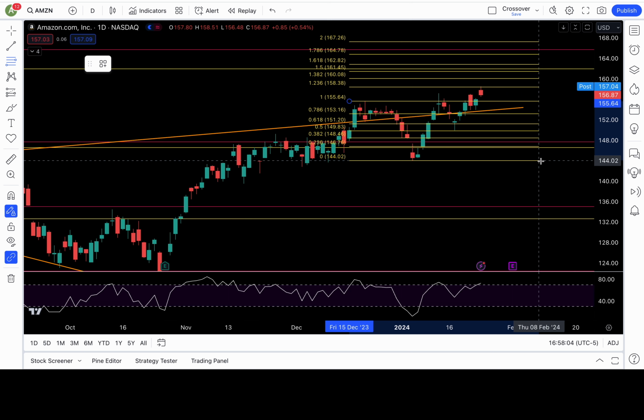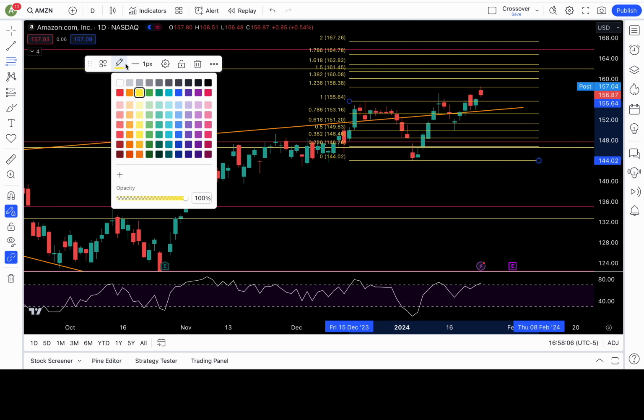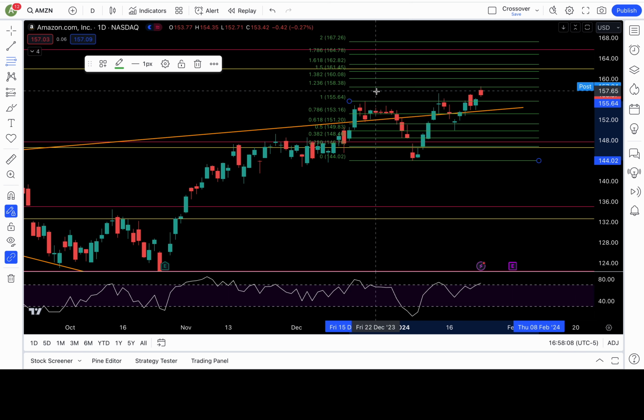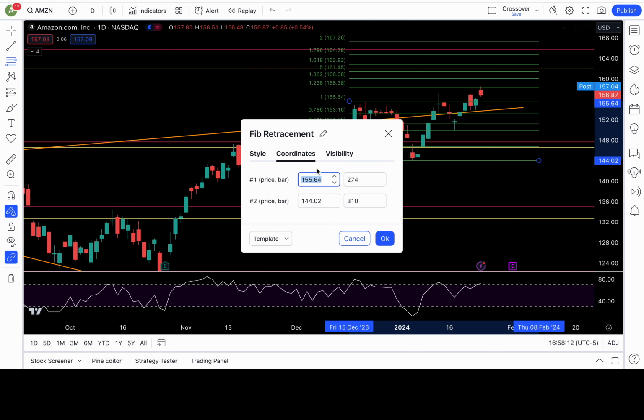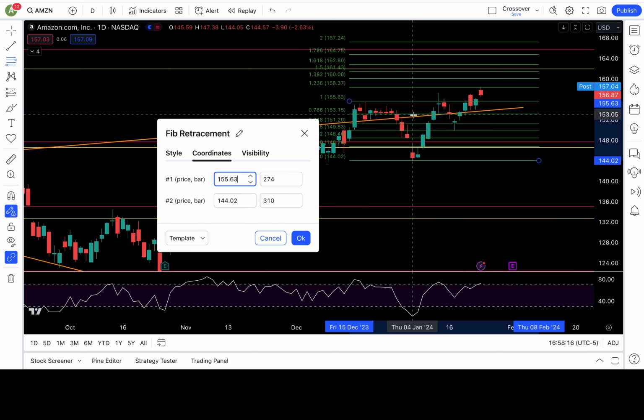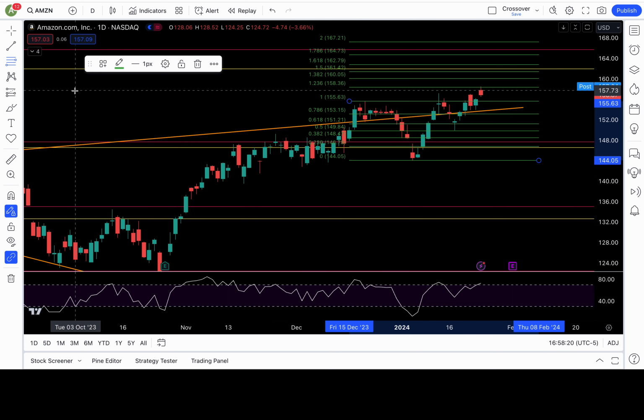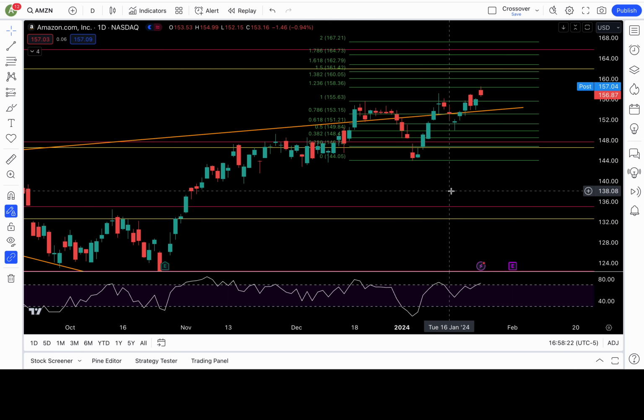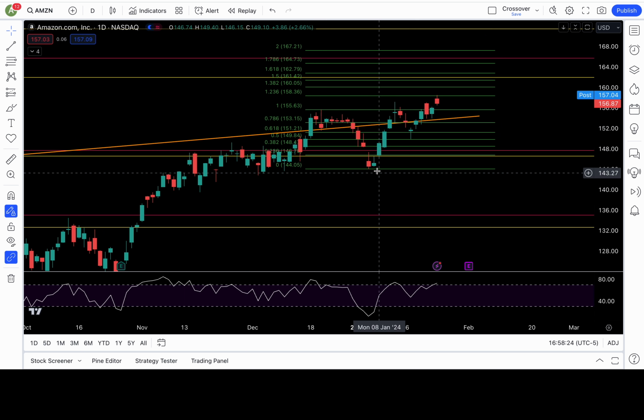Boom. Okay. Let me change the color. So now we got some new levels. This high was 155.63. Let me put that there. And this low was 144.05. Now we have accurate fib levels from this high down to this low.